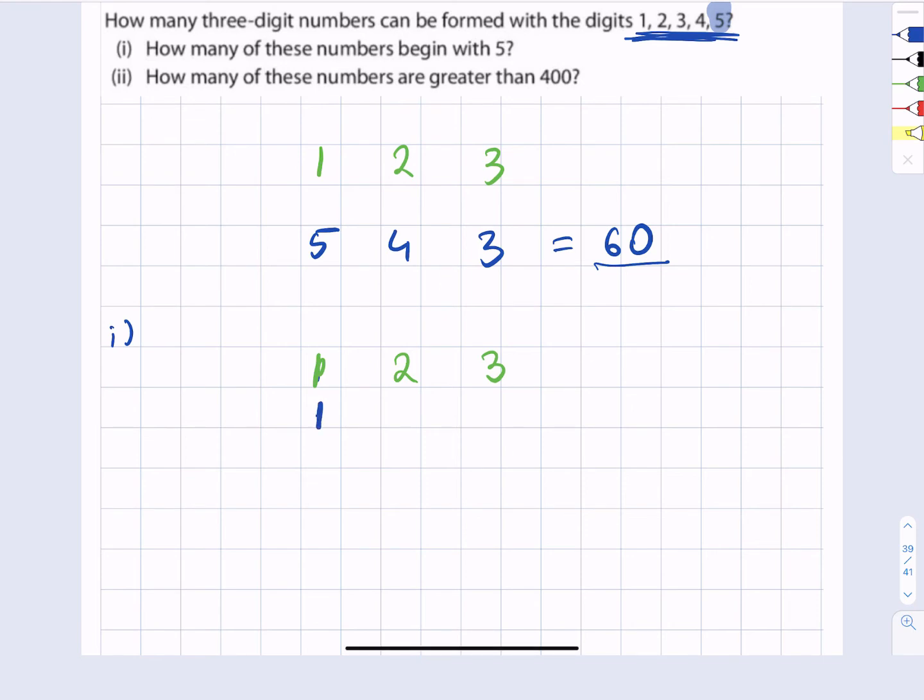But for the second, out of how many? Think about it this way. How many tiles do I have in the bag? I took 1 out. How many left? 4, right? So for the second number, 4. And for the third one, 3. So that will be equal to 12. 12 numbers that start with 5.